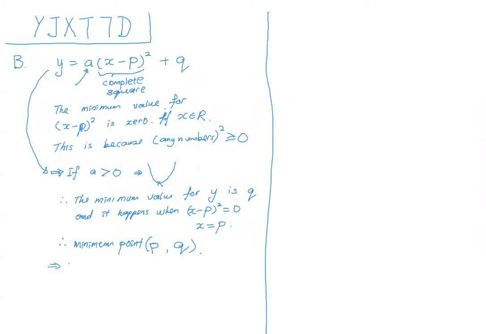Yes. So if a is less than 0, the curve will be concave. So there is a maximum point, right? So therefore, the maximum value of y is also q when x minus p equals 0, correct? So x equals p. That will be the coordinate.